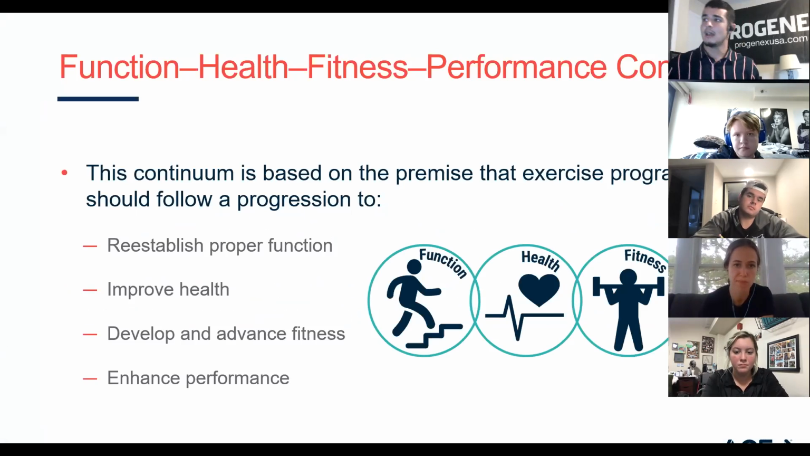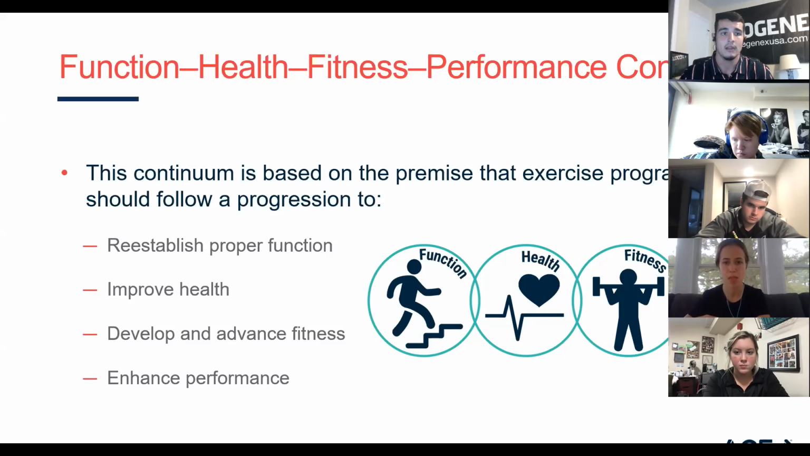So function, health, fitness, performance continuum. So ACE views any given client as they're going to fall somewhere on this continuum when they come to you. So some people might already be healthy and they need to work on their fitness. Great. Some people are already fit and they want to be able to perform. Great. Some people are very unhealthy and we just need to be able to establish proper function. So people will come to you at different stages on this continuum, and your job is to assess where they are and put them in the right training program in order to get them to that next stage.